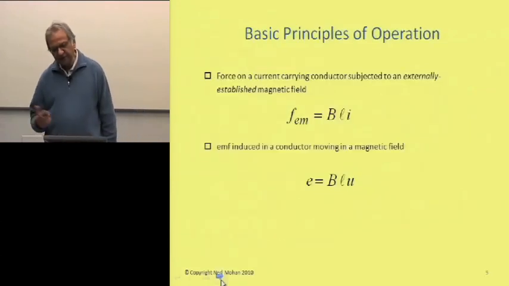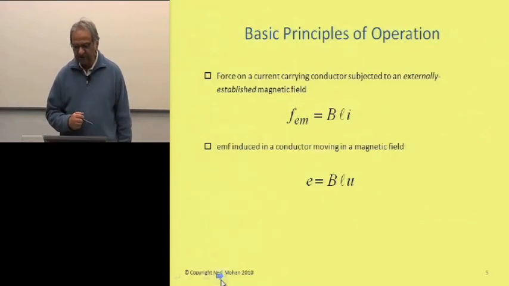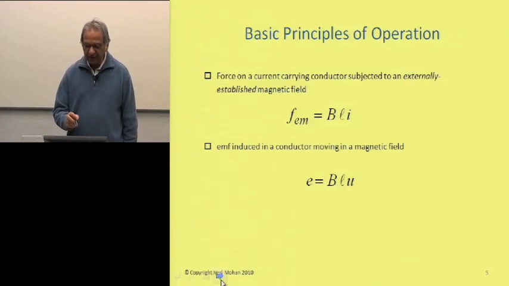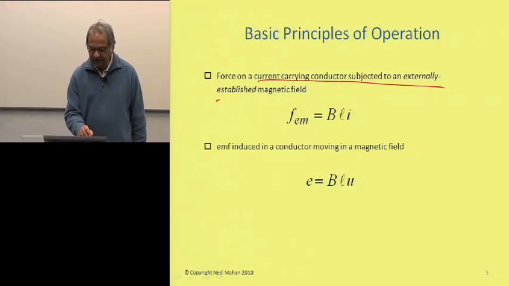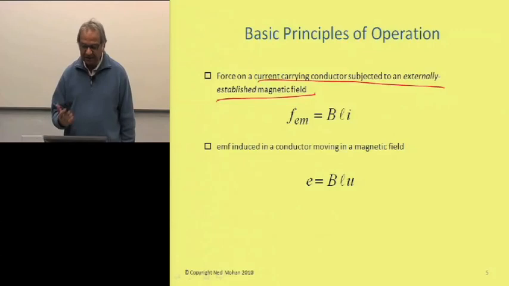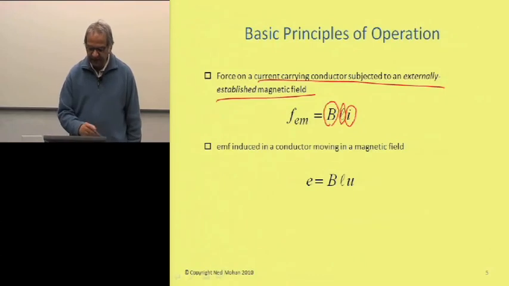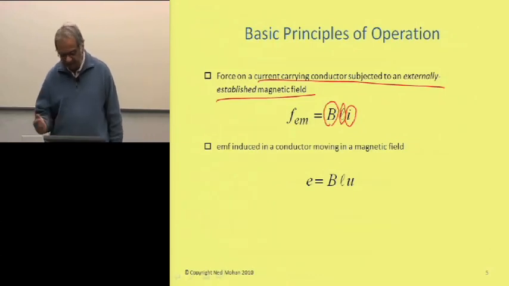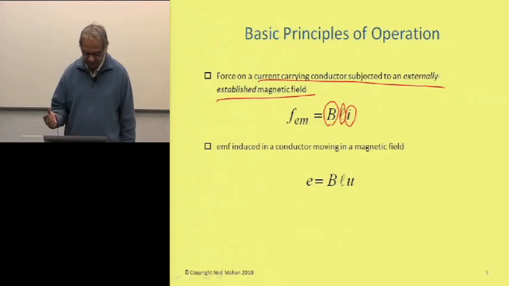So what are the two basic principles on which most of these machines operate? One is that there is a force on a current carrying conductor, which is in some externally established magnetic field. Let's say that all these quantities are perpendicular to each other, and the conductor of length L is carrying this current I in this magnetic field B. So there will be a force on this, and we will elaborate this a little bit in the next slide.